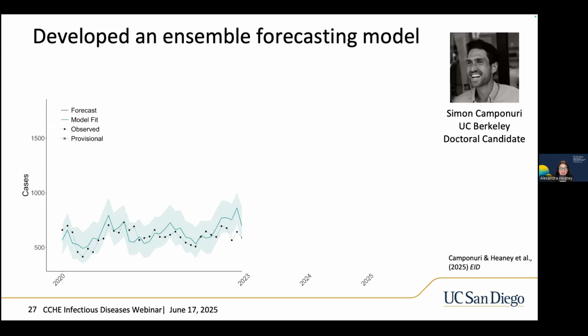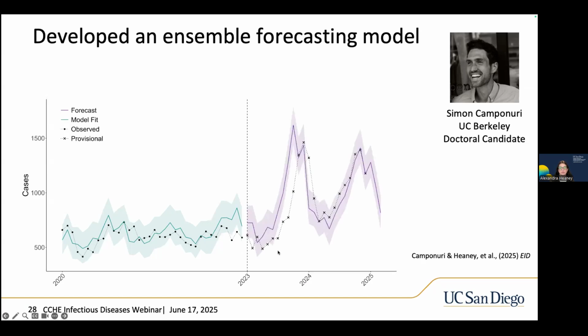So in work, again, led by the wonderful Simon Campanuri, who is finishing his PhD at UC Berkeley right now, we developed an ensemble model to forecast cases of valley fever based on climate information. So first, we fit the model to the past cases that were observed, which are shown here in these black dots. And the blue line represents our model fit to these observed cases with a 95% prediction interval.